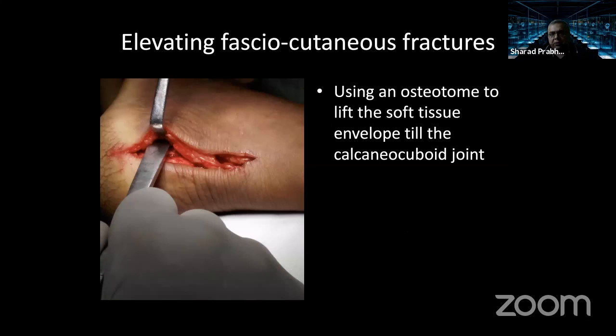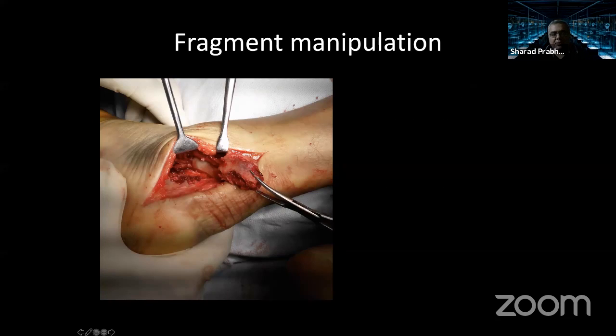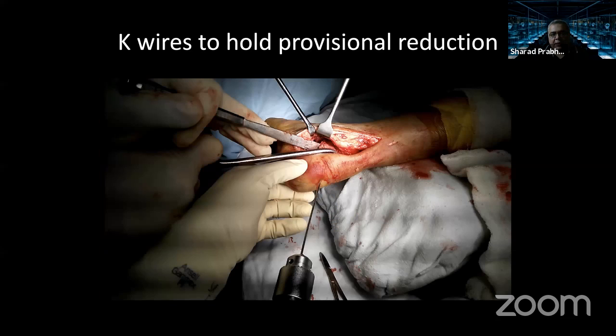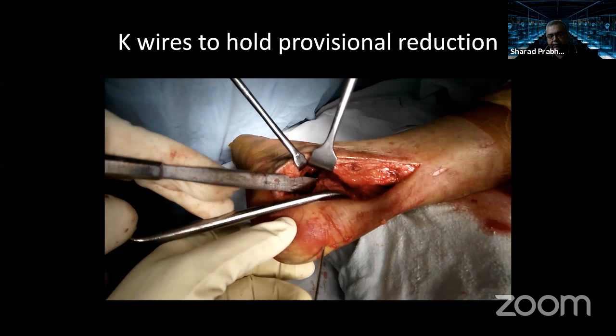and you lift it off with your periosteum elevator. So use an osteotome or a periosteum elevator to lift the soft tissue envelope till the calcaneocuboid joint, because you want to expose it completely. Then you can use a bone hook, your articular surface is visible, you do the reductions that you want, and hold them with K-wires. So, fragment manipulation. This is just to show that the wire is being put while you're holding the reduction, and you can do this directly.